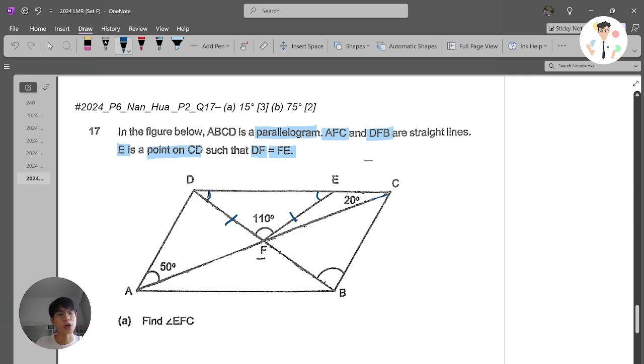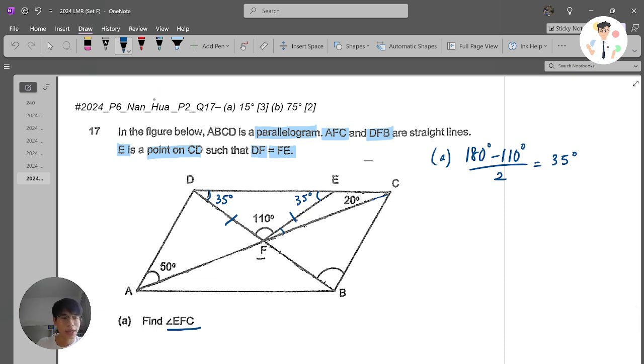Now, first question, find angle EFC. EFC is here. Okay, so let's look at this question. First, I know here is 110. If I want to find these two angles, very easy. I use 180 minus 110, divided by 2. And that gives me 35 degrees. So here is 35, here is 35. Okay, that is simple.